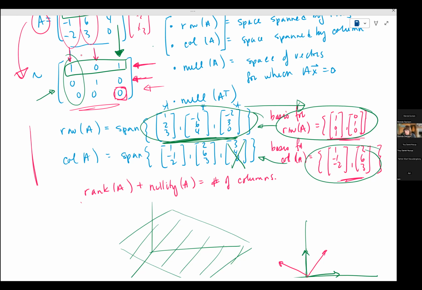Okay, and so Miles, I would not do that. I would not keep track of row operations and then make that decision. I would just know which ones to use.